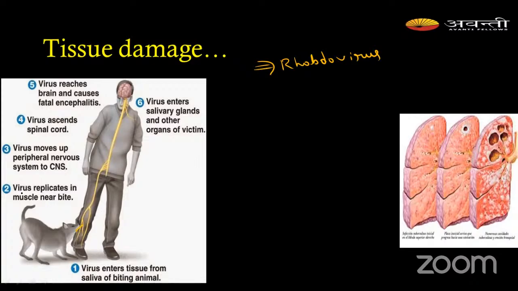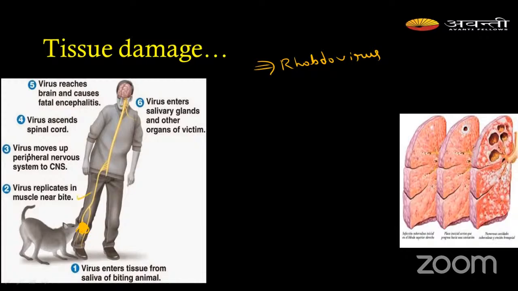See what happens. This virus is going to replicate here. One virus is there, no problem. First it will replicate, make many numbers, then it will transfer. See what happened now, it increases here. So the virus replicates in the muscle near the bite.